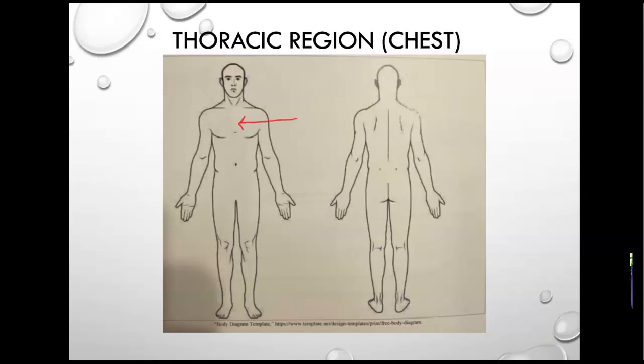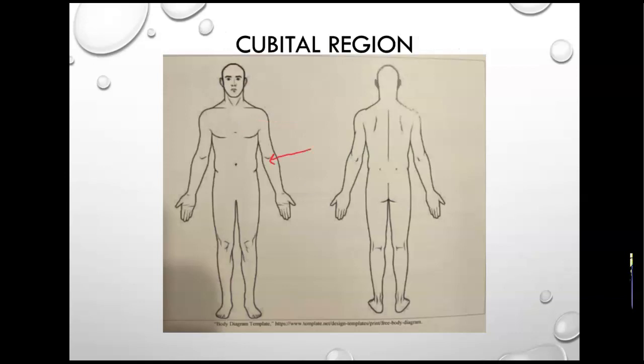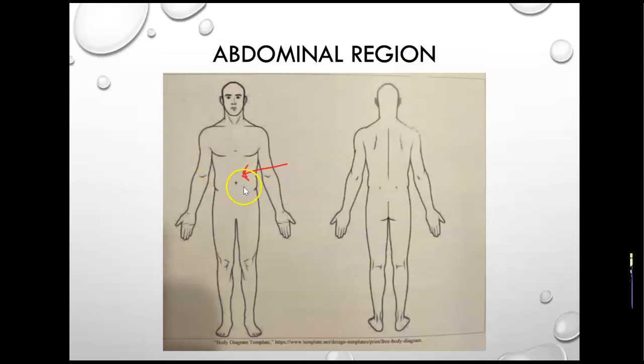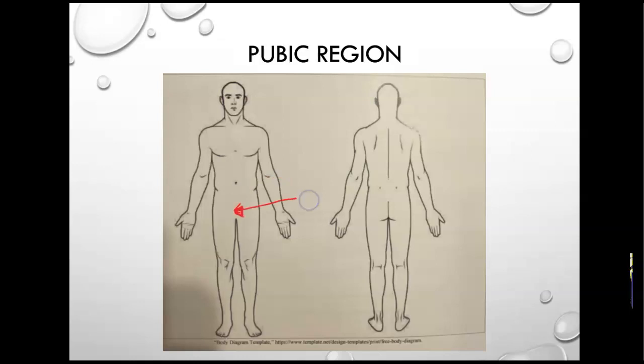The thoracic region refers to the anterior chest. Cubital region refers to the crevice in your elbow, like when you fold your arm up. So this is where blood would be taken oftentimes. Sometimes it's referred to as the antecubital region as well. The abdominal region is going to be basically above your belly button, below your chest. The umbilical region is your belly button. The pubic region would be below the belly button then.